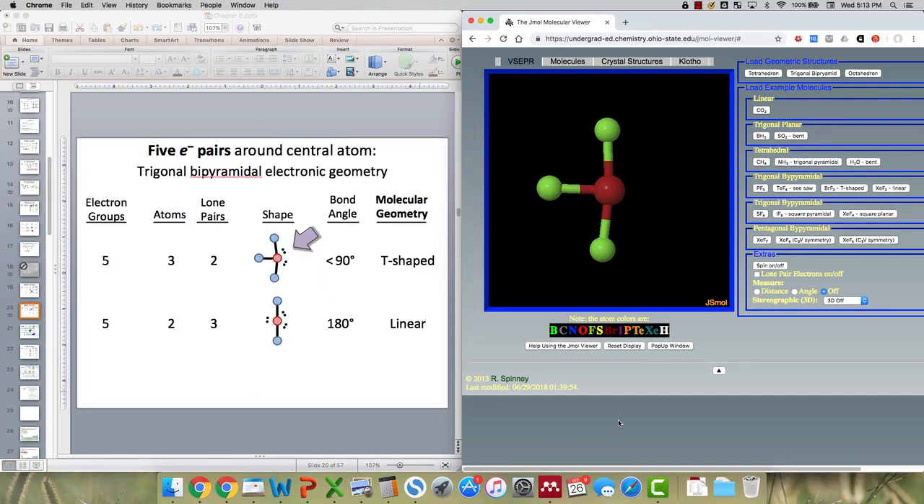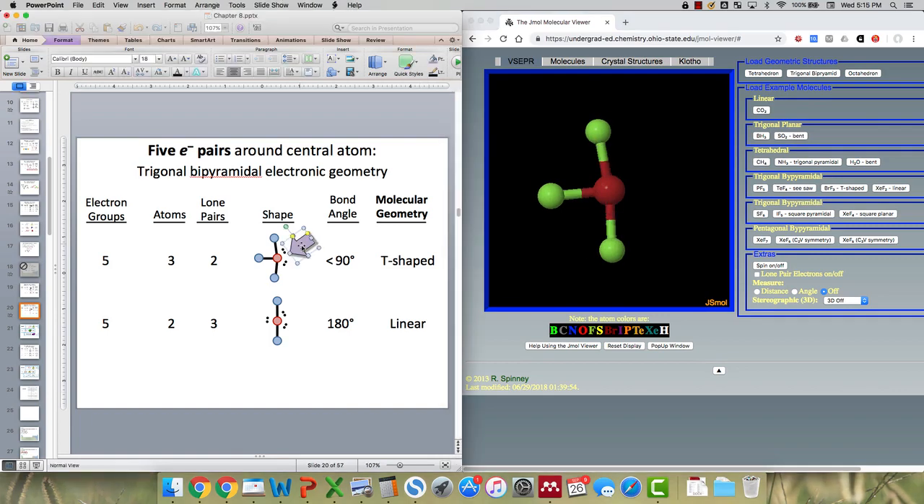Okay, moving on. And so T-shape looks like this, and if you spin it, you'll see that it is named because it actually kind of looks like a T. That's pretty straightforward. And so in the T-shape geometry, you still have the 2 axial positions, then only 1 equatorial position. Like we just said, for all of the trigonal bipyramidal geometries, the lone pairs go in the equatorial positions.